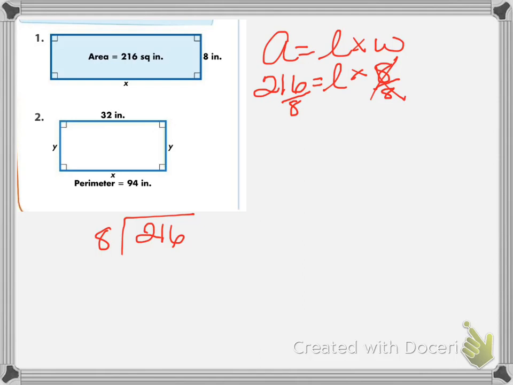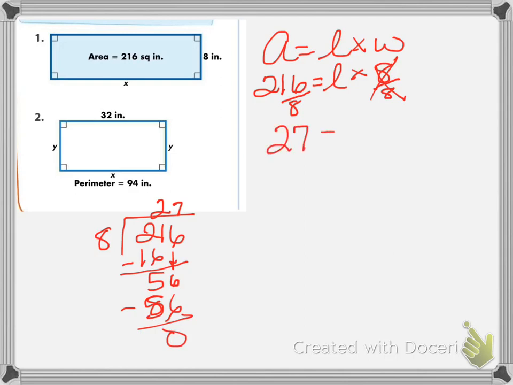8 goes into 21. 2 times 8 is 16. 21 minus 16 is 5. Then what I do, I'm going to bring down my 6. 8 goes into 56. How many times? That would be 7. Very good. 7 times 8 is 56. And that's 0. So my length, 27, would equal my length. So this right here would be 27 inches. Do you see how we work that out to find it?